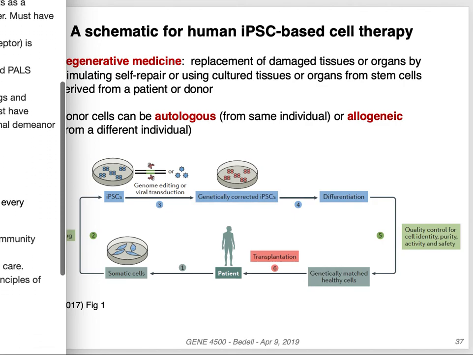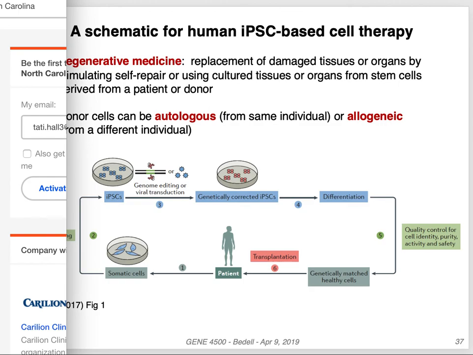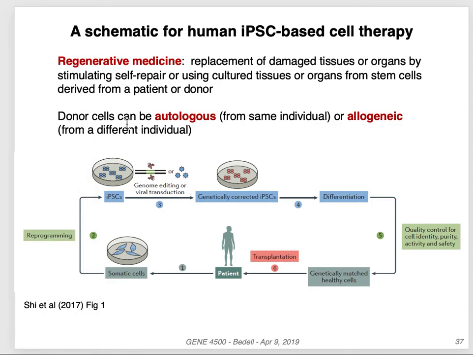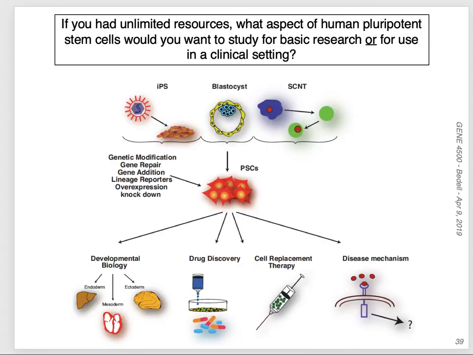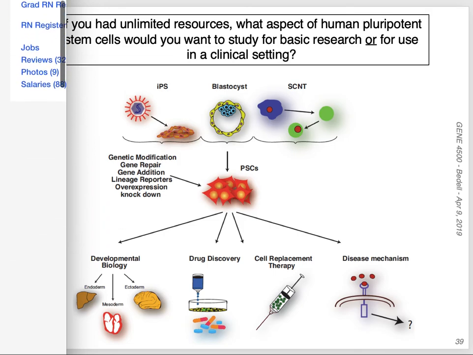Anybody have any initial thoughts on what would be most appealing to you? The more basic stuff, disease mechanism or developmental biology, or direct clinical application, translational medicine. Translational medicine. Anybody else? Nobody's going to say basic disease mechanisms or basic developmental mechanisms. Come on. That'll be another quiz question.